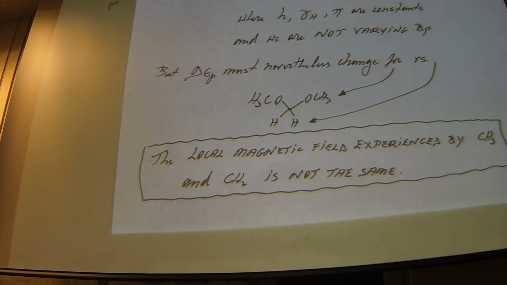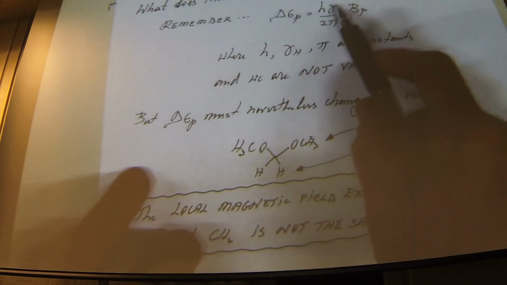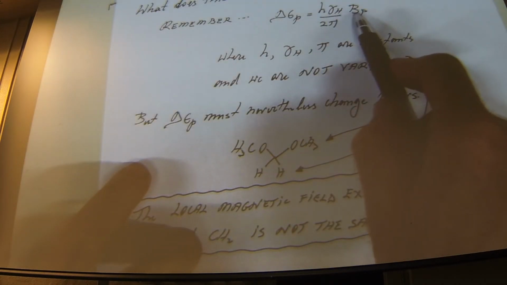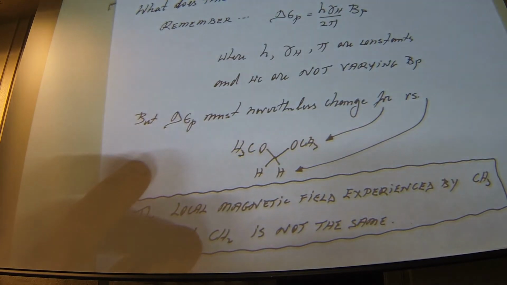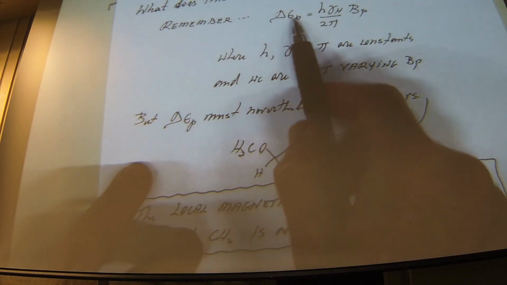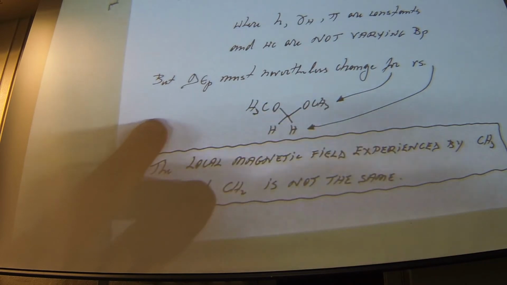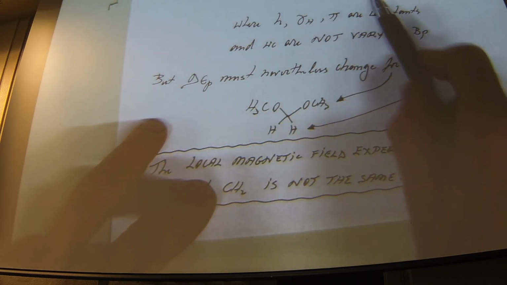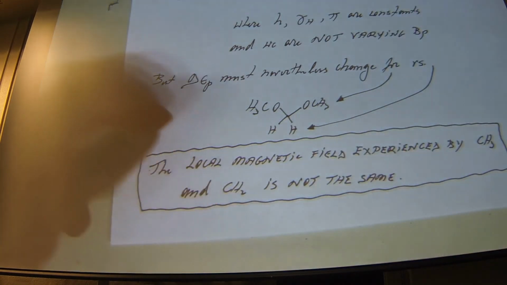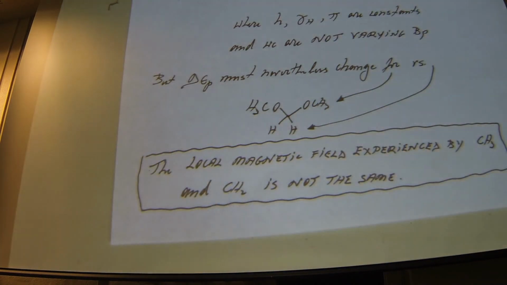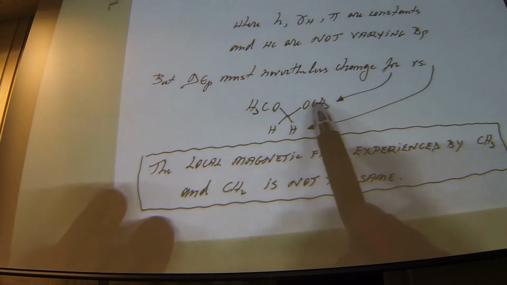And the fact that I see two tells me that since all of this is a constant, that was the only thing that could have changed. And so somehow the energy separation for spin flip here and the energy separation for spin flip there are different. Why? Because the local field is not the same. That B sub P, that sub P means at the proton. So for this proton, it's a different field.